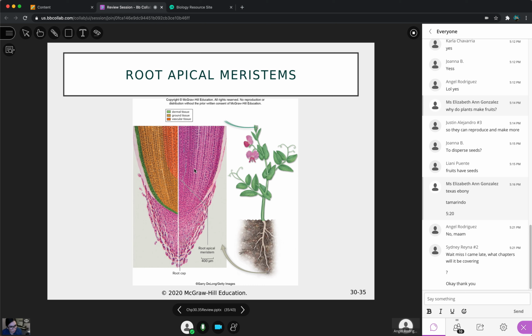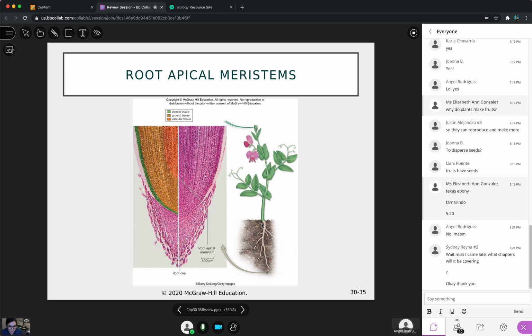They're always searching for water. So at the root tip is where you're going to see a lot of cell division, constant growth. And in this picture, which is cool, they have highlighted the 3 types of tissues: the dermal in green, the ground, and the vascular. That's a neat picture to see.